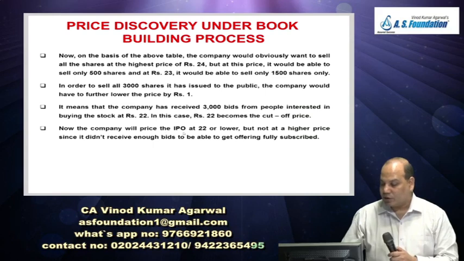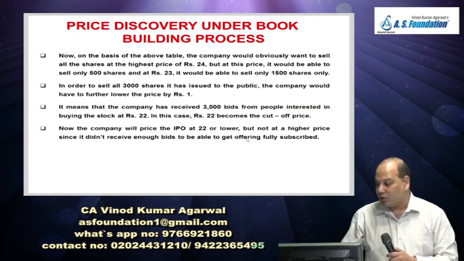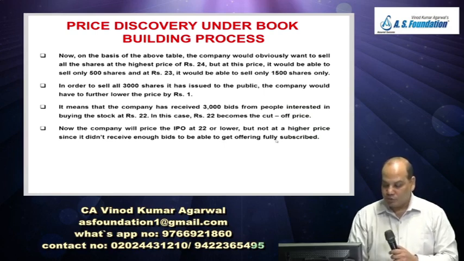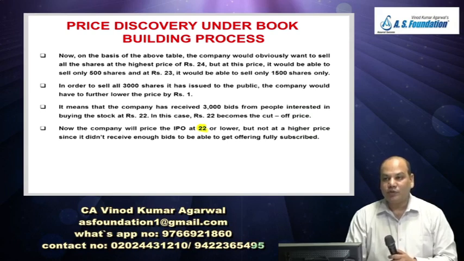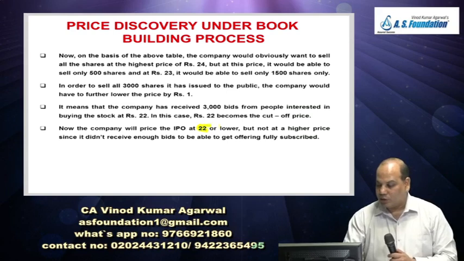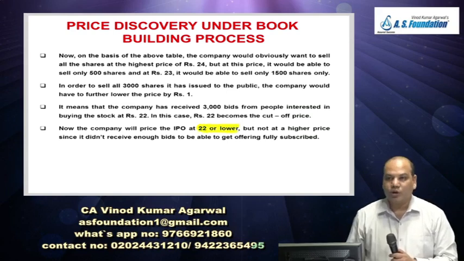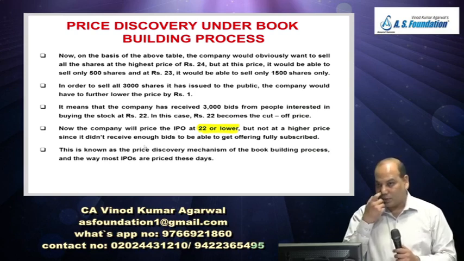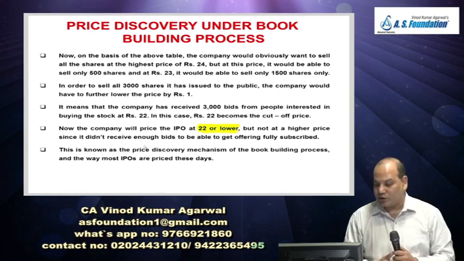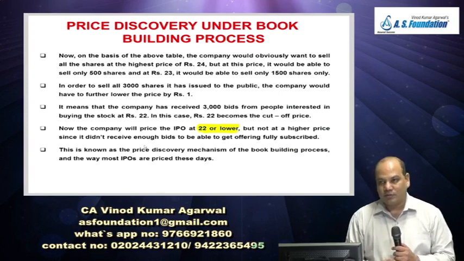Now the company will price the IPO at 22 or lower, but not at a higher price, since it did not receive enough bids to get the offering fully subscribed. So you can't put the issue price above 22, because above 22 you will not get enough subscription for 3000 shares. Can you keep it a little below? Yes, you can, but not above 22, because then the issue will remain undersubscribed. This is known as the price discovery mechanism of the book building process, and the way most IPOs are priced these days.